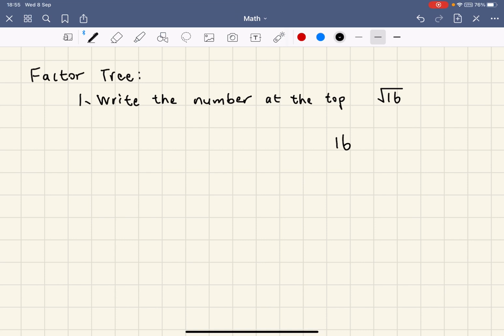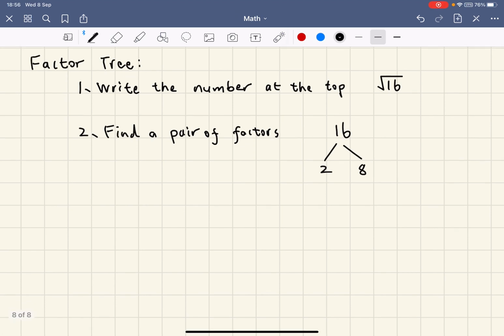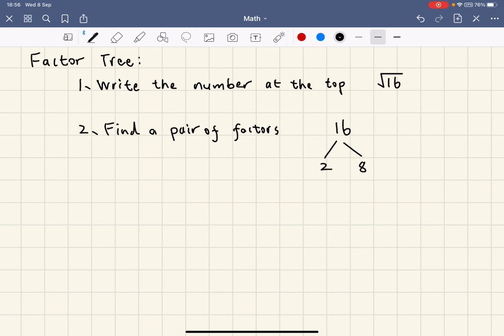The second step is to find a pair of factors. This can be any pair of factors. For 16, you can do 2 and 8, 4 and 4, 8 and 2, whatever. Let's just say I pick 2 and 8. You do it like a tree, like branches. Pick any pair of factors for the number you're working with. To qualify as a pair of factors though, the product of the two numbers must equal your original number when multiplied together.